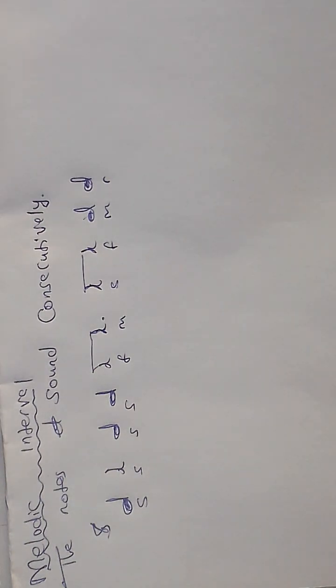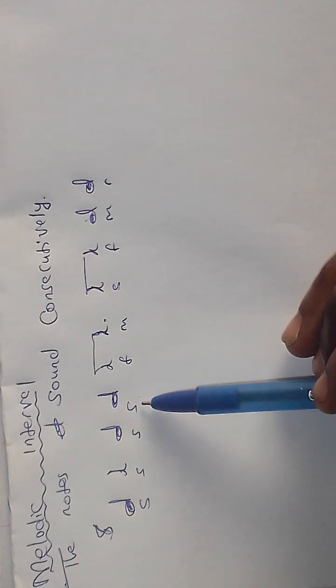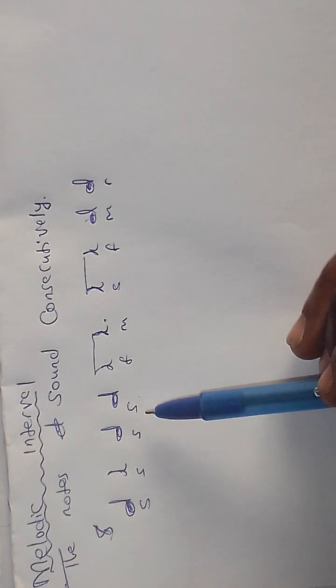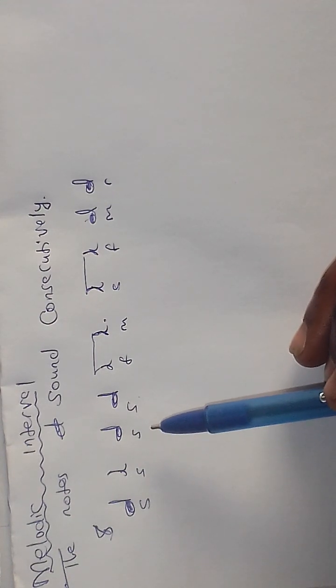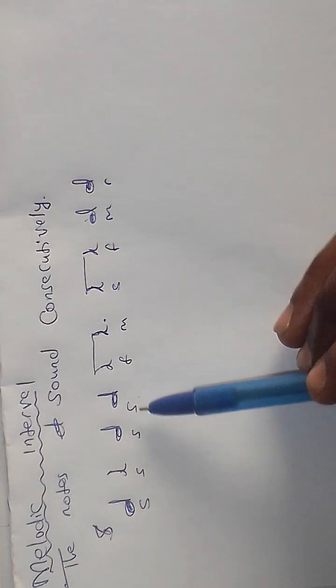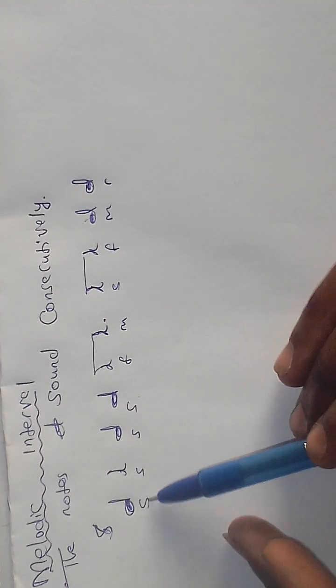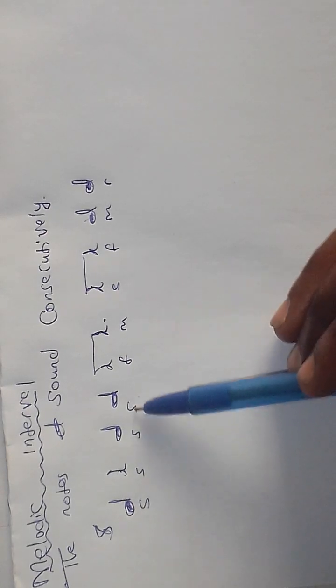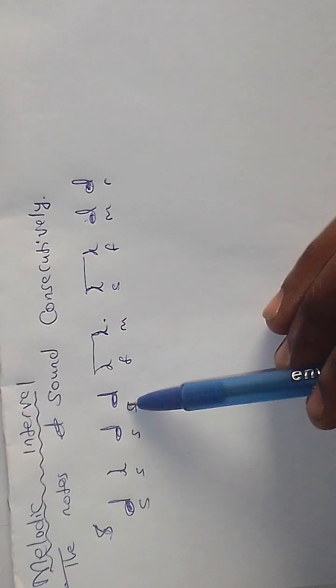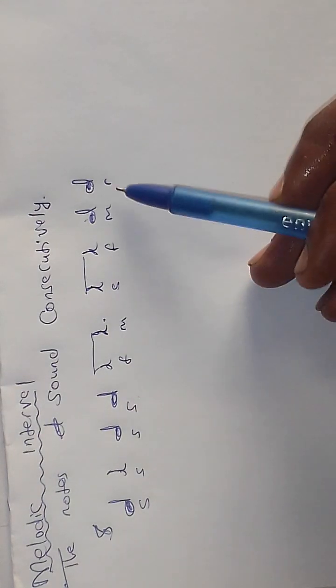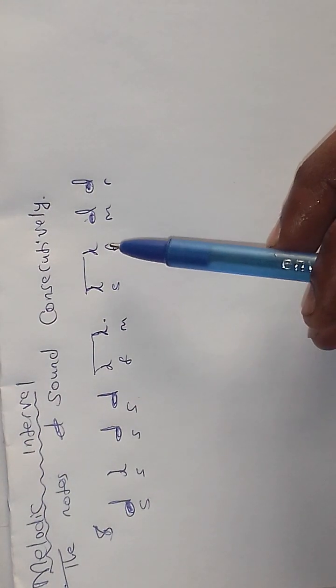Don't mind about the writing, it is just for example. We can see that the notes are being sounded consecutively. That is, after so, we move to so, so, so, fa, mi, re. And this forms what we refer to as a melodic interval. It is forming a certain melody of a song. And as we have said, we shall come to that much later in more details.